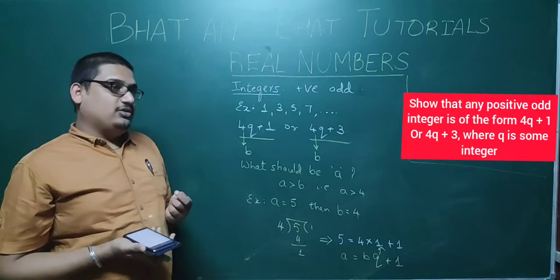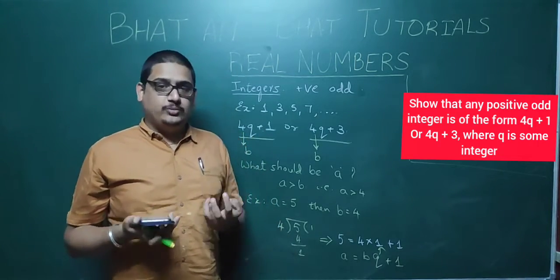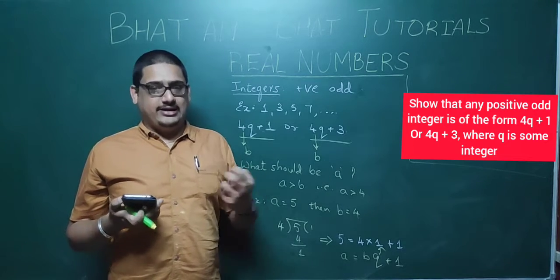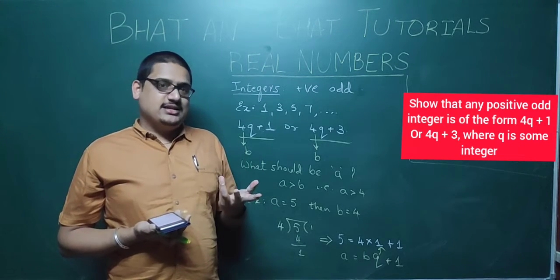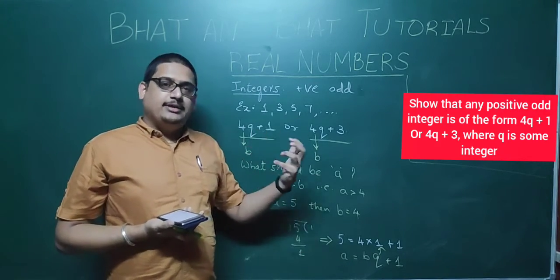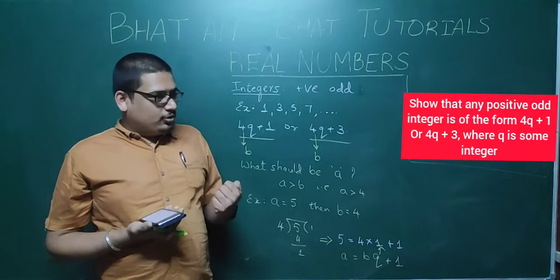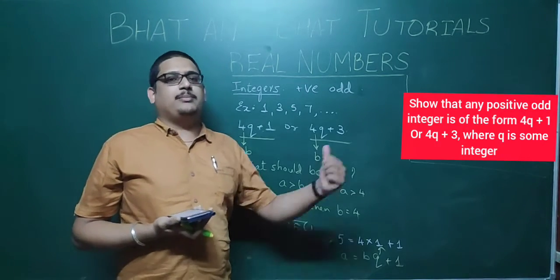But in mathematics, you cannot take an example and prove it. Your proving statements should be applicable in general. What do you mean by in general? Any positive integer I take and try to solve it, my statement should become true. So before going into statements, let's take one more example and understand this.